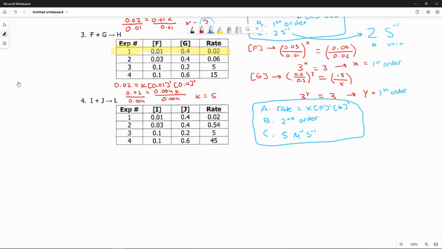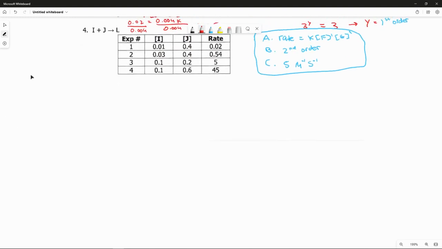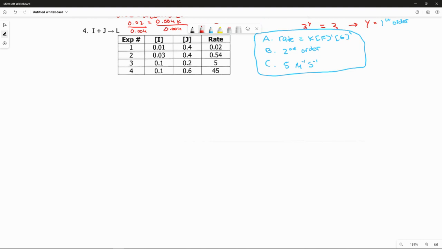All right, last question. Scroll down a little. So we're given this equation, I plus J turns into L. What we want to do is start by calculating the concentration order values. So we'll start with I.